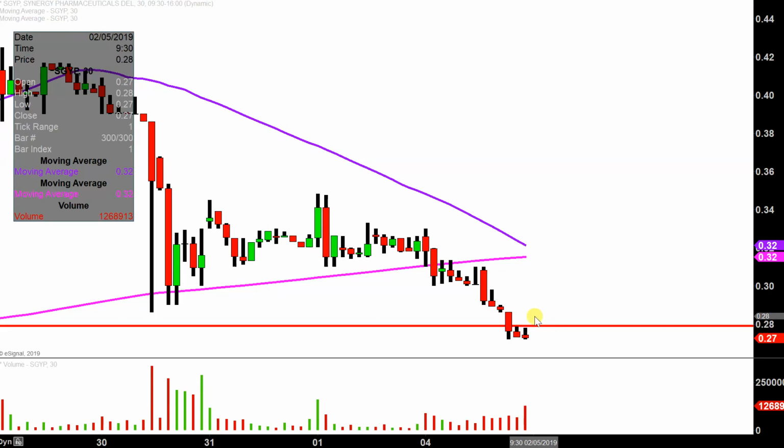However, both of those bounces did get rejected at that 28 cent mark. Now, I'm not saying that the price can never get back above 28. I'm just saying it makes sense why the price failed to get back above that area after having fallen down below it.